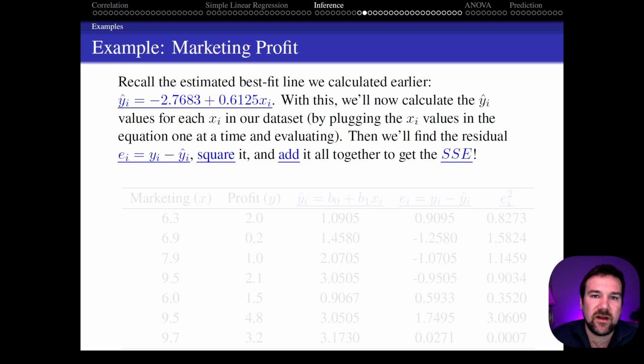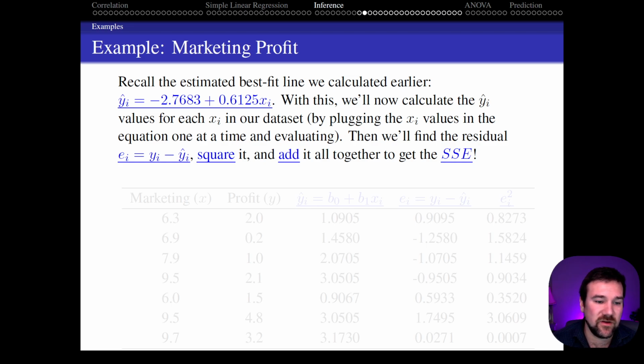So for my best fit line, again, I'm not going to redo this work, but if you want to see it, go back, check out the last lecture video, and you'll see how I calculated my best fit line for this equation to be y hat equals negative 2.7683 plus 0.6125 times x. With this, I'm now going to find all of the predicted y hats for each data point that I have in my sample data set. To do this, I'm simply going to plug in the x values, hit enter on my calculator, and then find the predicted value of y for that particular x value.